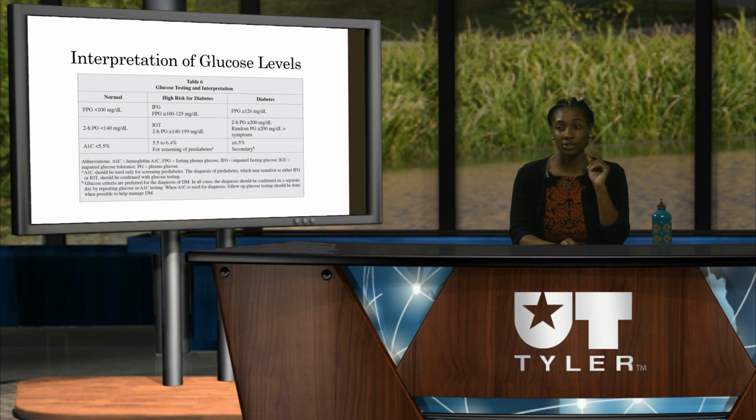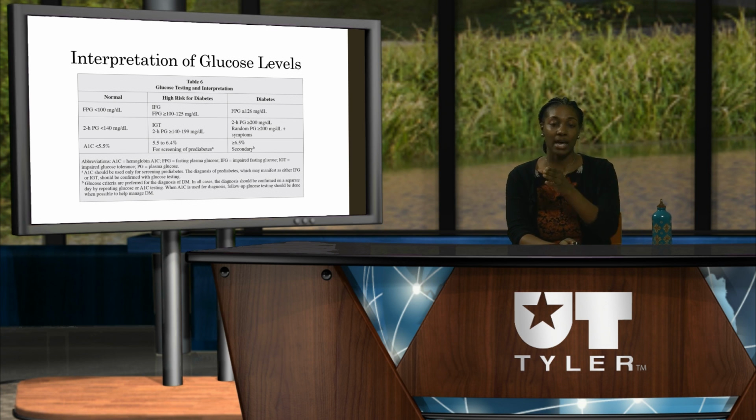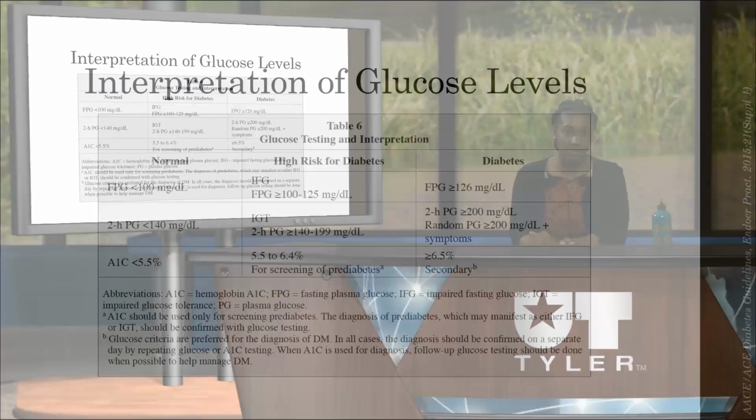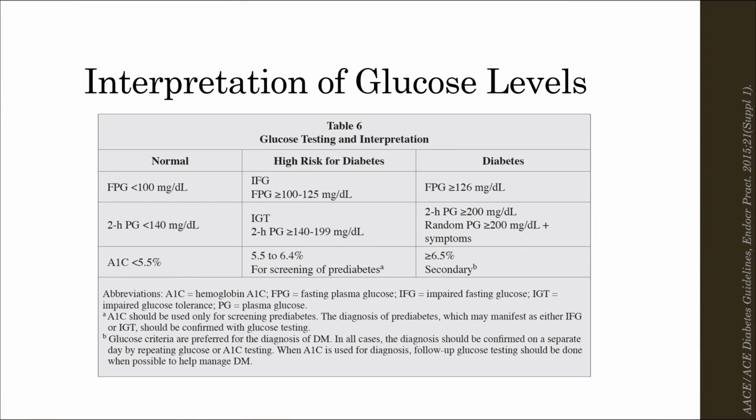Their fasting blood glucose should be less than 100. Their 2-hour postprandial or post-meal glucose should be less than 140, and their A1C should be less than 5.5. And then if you'll look at the diabetes column, fasting blood glucose greater than or equal to 126, as I mentioned earlier, 2-hour postprandial greater than 200, and that's usually with that oral glucose tolerance test. And then their A1C is usually going to be greater than or equal to 6.5%. So keep that in mind. Those are the diagnostic criteria.